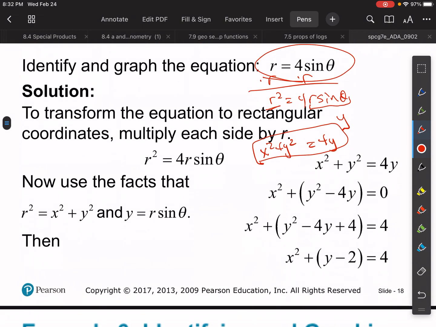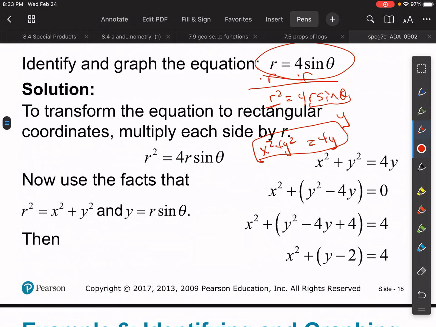What I need to do here is complete the square, which they did for us here, but just a reminder, we're just going to move that y over. So we have x squared plus y squared minus 4y. Half of -4 is -2. -2 squared is +4, equals 0. Since I added 4 on this side to complete the square, I must add 4 on this side, right? So I'm left with x squared plus (y minus 2) squared is equal to 4.